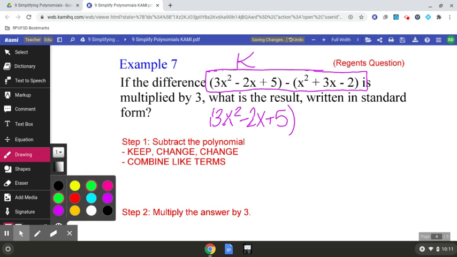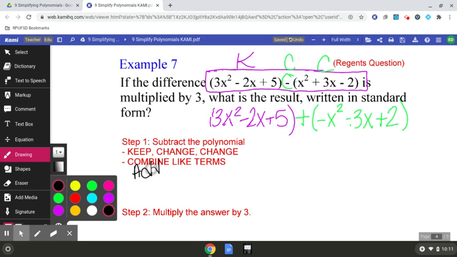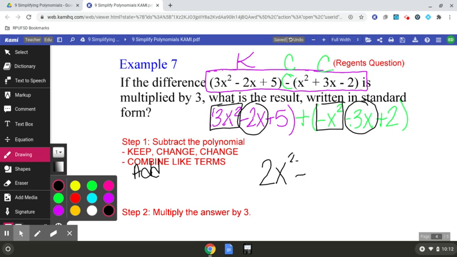We are going to change my subtraction here to addition, and then we're going to change all these signs in the second parenthesis. They all change. Now you have to combine like terms, which means we are going to have to add. 3x squared gets combined with negative x squared. That would be 2x squared. Then we have negative 2x and a negative 3x, which is a negative 5x. And then we have 5 plus 2, which is 7.